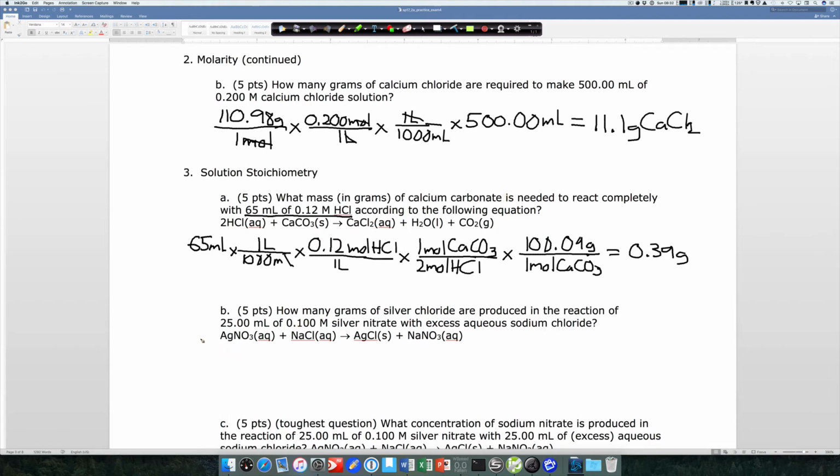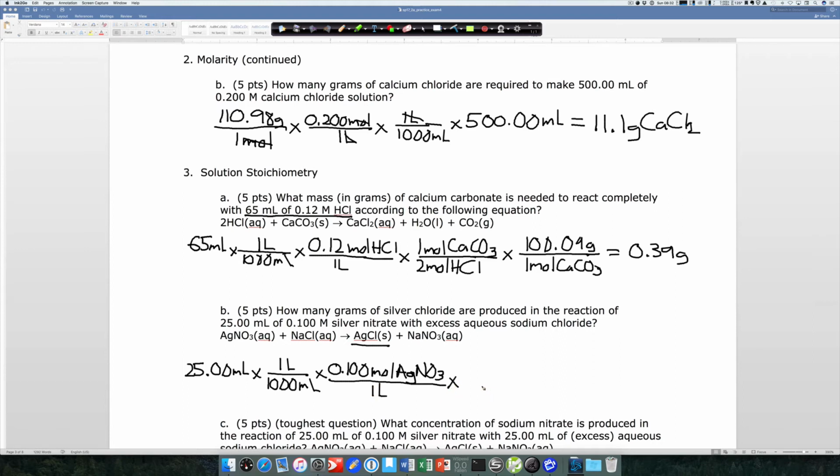Now this question is pretty much going to be the same deal, except that instead of grams of the other reactant, we're going to calculate grams of this product, but it doesn't make any difference in terms of the setup. We're still going to start with the volume, converted to liters right away, times the molar concentration of silver nitrate. So again, we're not going to calculate the formula mass here because it won't work. We have the molar concentration, which is moles per liter.